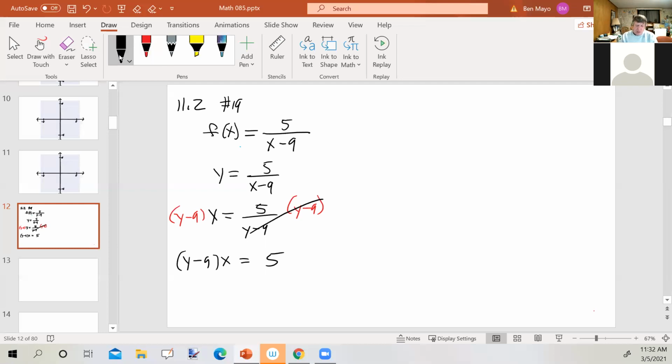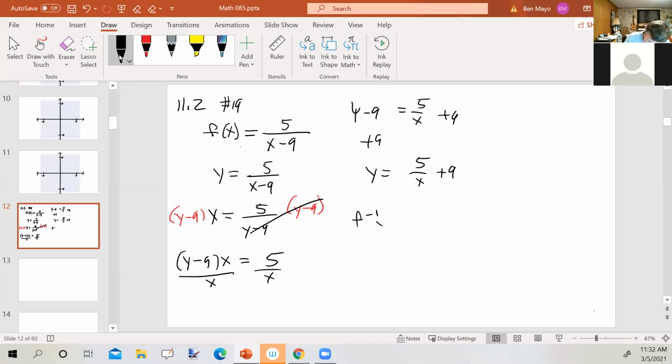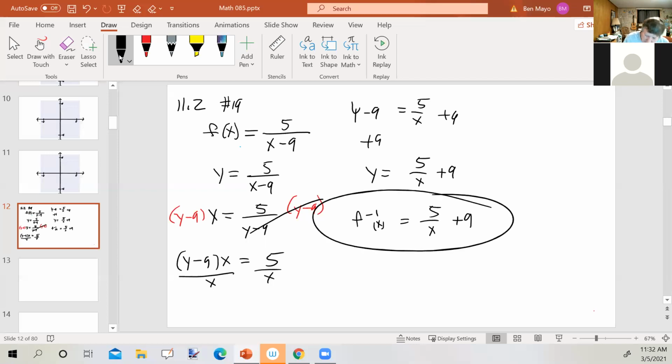There are a couple of different ways I can go. I can distribute or I can not distribute. I'm going to not distribute. Let's see what that would look like. The next step would be to divide both sides by x. So now I'll have y minus 9 equals 5 over x. The next step would be to add 9. So y equals 5 over x plus 9. And finally, f inverse of x equals 5 over x plus 9.